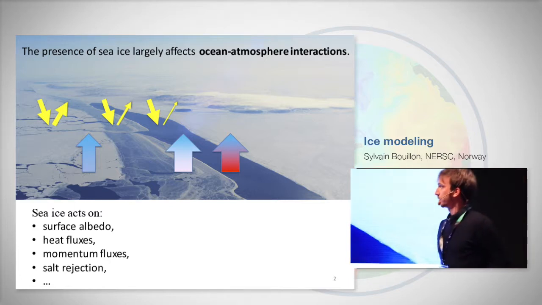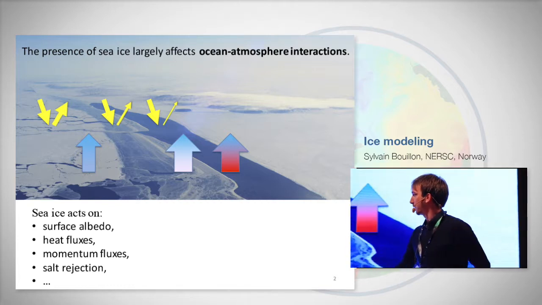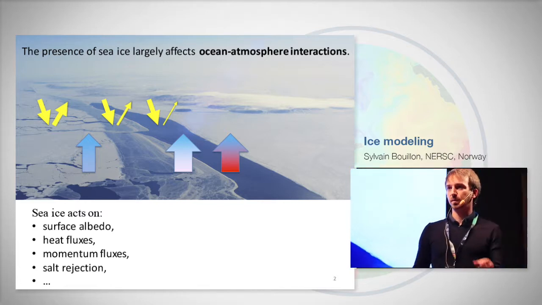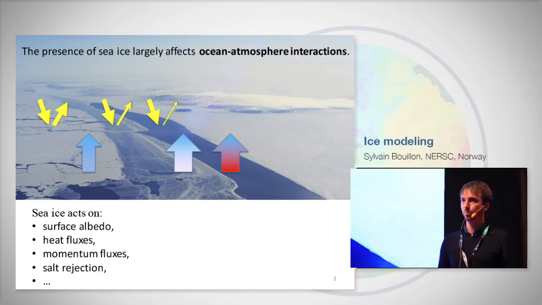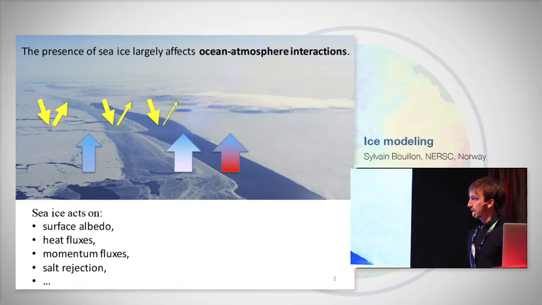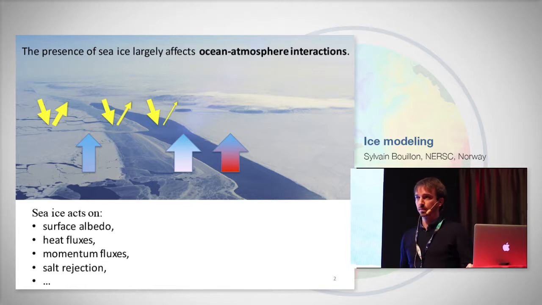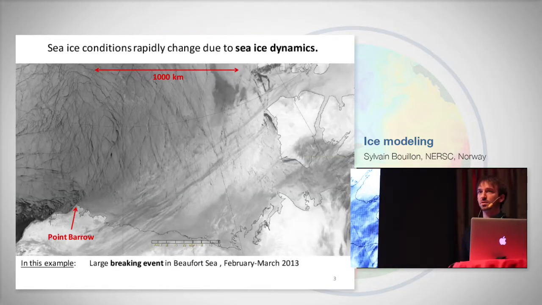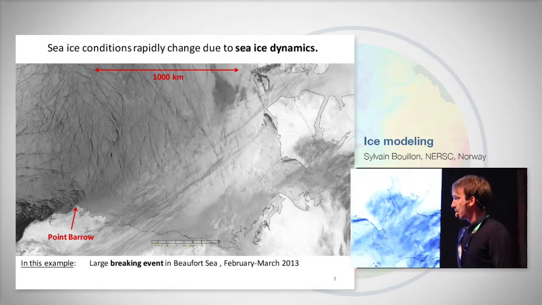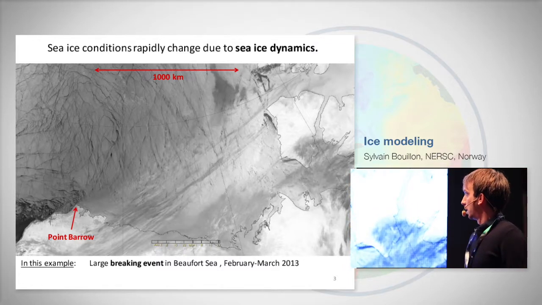So there are also other important processes affected by the presence of sea ice. For example, the momentum fluxes, but also the fact that when we form sea ice, there is a large portion of the salt that is rejected directly to the water. So it's important to understand and simulate the sea ice state, but the sea ice state can change very quickly due to sea ice dynamics. And to illustrate that, I'll show you an animation built from satellite images.